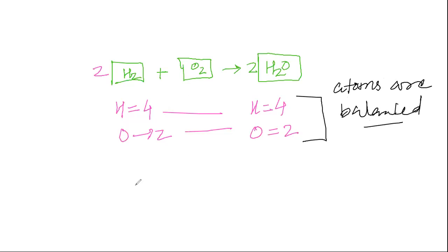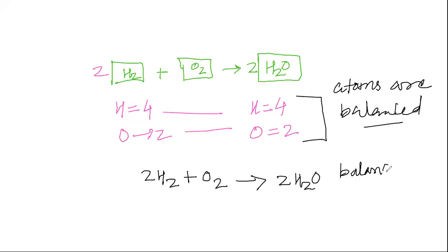So we shall remove these boxes and then we can write it as 2H2 plus O2 gives 2H2O, and this is how we get the balanced chemical equation. So this is how, my dear students, we understand how to write the balanced chemical equation.